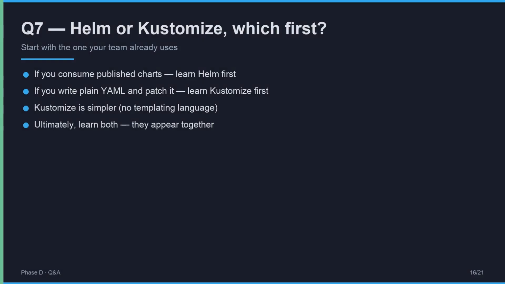7th question, which should you learn first? If you mostly consume published charts, learn Helm first. If you write your own plain YAML and just patch it per environment, learn Kustomize first. It is simpler, with no templating language. But ultimately, learn both. In any real GitOps setup, they appear together, and you will need to read both.